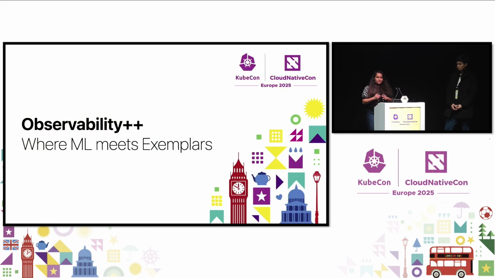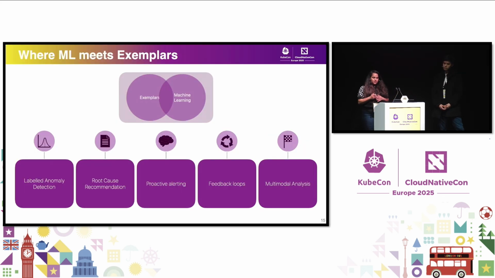Okay, so now let's talk about how you can supercharge your observability, or as I call it, observability plus, by adding ML on your exemplars. So when the worlds of exemplars and machine learning meet, the most important feature that you get is labeled anomaly detection. As you know, in real-world applications, labeled data is very hard to get.